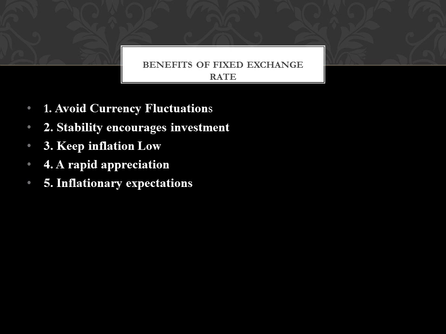Keeping inflation low. Governments who allow their exchange rate to devalue may cause inflationary pressures to occur. This is because AD increases. Import prices increase and firms have less incentive to cut costs. A rapid appreciation in the exchange rate will badly affect manufacturing firms who export. This may also cause a worsening of the current account.